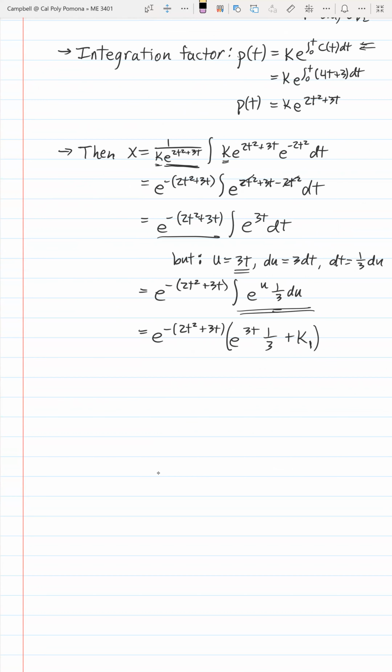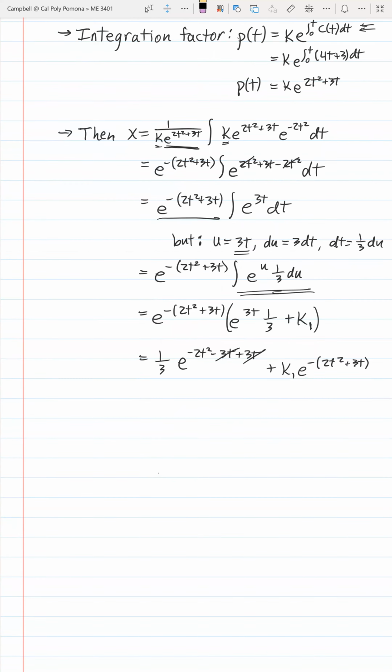So then last but not least, and again here I'm just going to get an exponential function times another exponential function, so I can go ahead and combine those together. And so I get a 1/3 e to the negative 2t squared minus 3t. And then from this one, I'm going to get a plus 3t. And so, of course, those are going to cancel out. And then I'm going to have a plus k1 times e to that, and then nothing's going to simplify over here. So I just rewrite this particular function, and there we go.